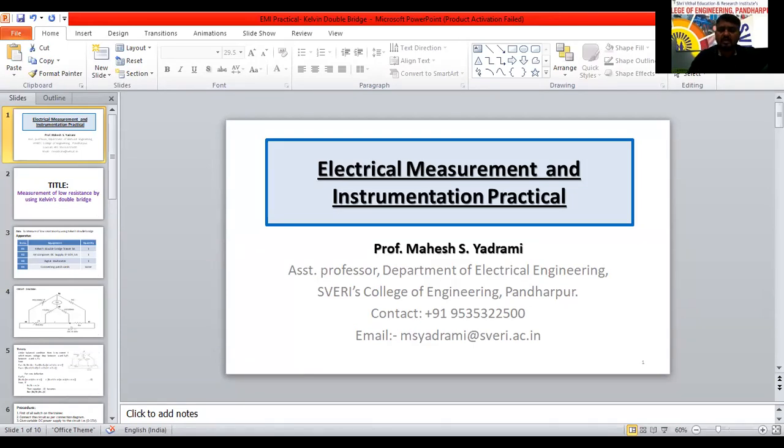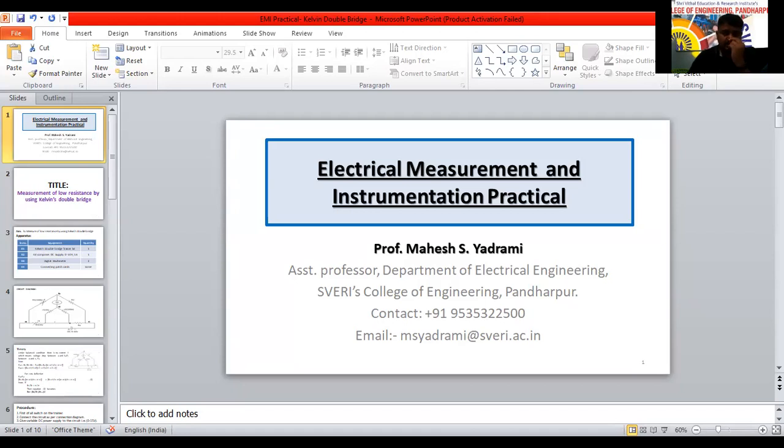Kelvin derived this bridge or circuit. In the Wilson bridge we have only one bridge connected. Here, instead of a single bridge, he has formed a double bridge circuit. For that reason the name Kelvin double bridge came. So this Kelvin double bridge we are going to use for the measurement of low resistance.